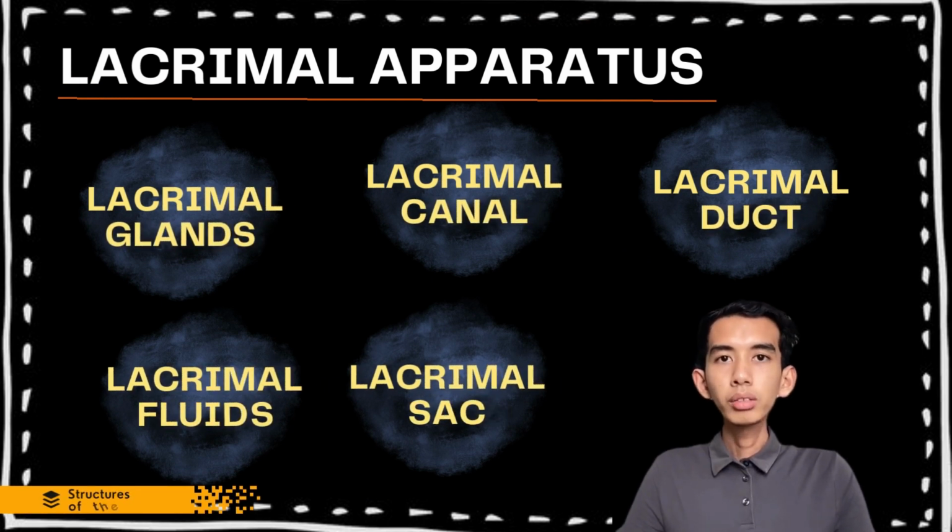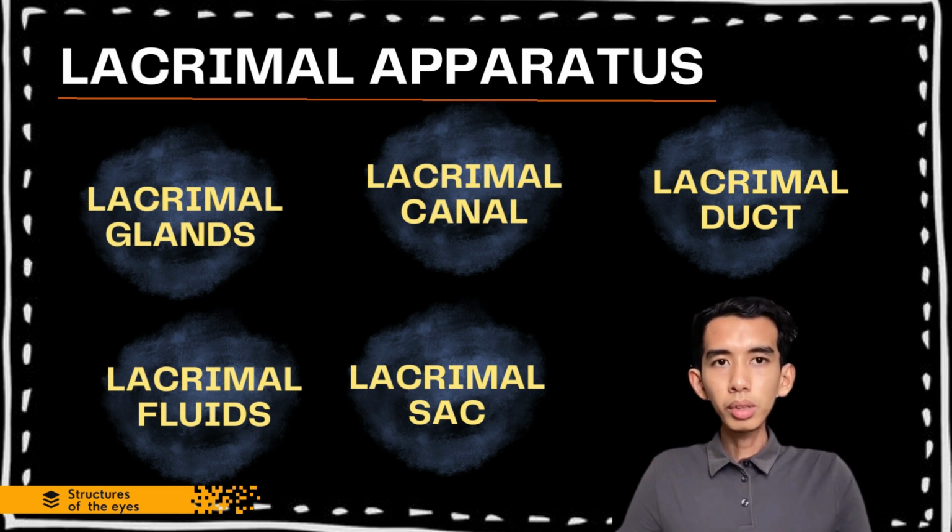For the next part, we will explore the lacrimal apparatus. The lacrimal apparatus is the medical name for our tear system. It is a group of glands, canals, sacs, and ducts that make new tears and drain them away. Each of our eyes has its own lacrimal apparatus.